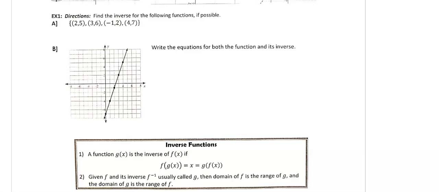Okay, today what we're going to do is take a look at inverse functions. And if you recall from Algebra 2, to find the inverse, we're going to switch our x and y's. So for part A, this is going to be our function, and let's take a look at our inverse. For our inverse, let's just take each ordered pair and switch the x and y. -1, 2 goes to 2, -1, and 4, 7 goes to 7, 4.